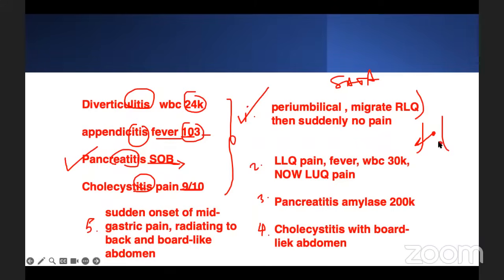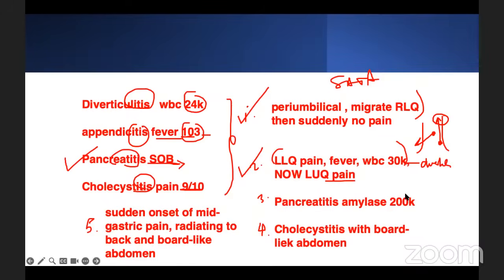Left lower quadrant pain, okay? Fever, white count, what is that? Left lower quadrant pain, fever, white count. This is the definition of what? Diverticulitis. All of a sudden, left upper quadrant pain. Oh, we have an abscess. I'm seeing you.